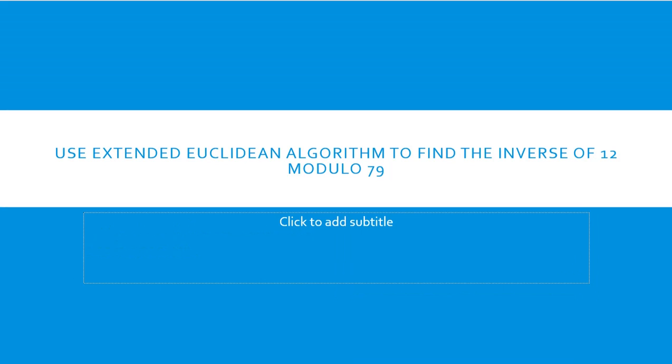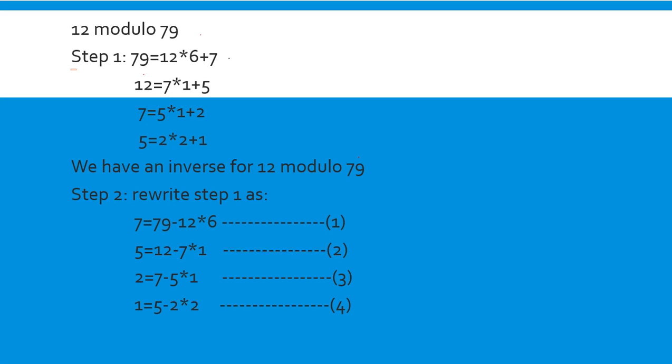The next question we have is use extended Euclid's algorithm to find the inverse of 12 modulo 79. I have given a step-by-step solution for the problem right here. Before getting into the problem, let's see what is the meaning of inverse.